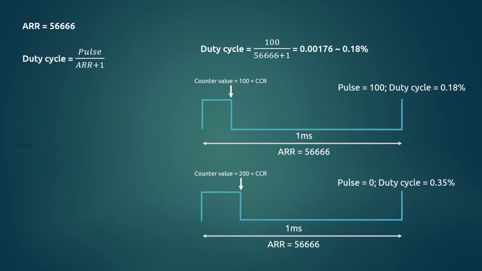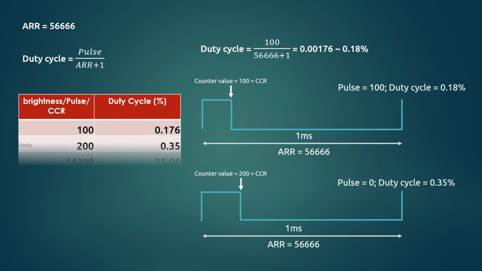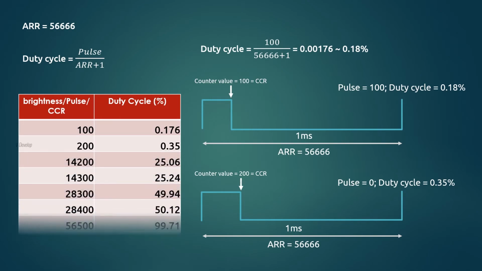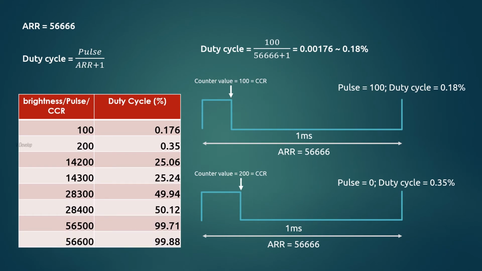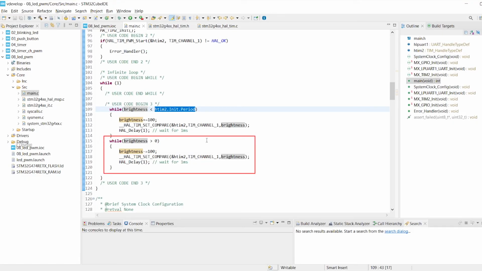Suppose by increasing brightness, we have reached at a value 14,200. Now let's calculate duty cycle here. So duty cycle is equal to 14,200 divided by 56,667 is equal to 0.25. So that means 25%. So means duty cycle is slowly increasing. Thereby brightness of the LED also increases. When brightness reaches 56,600, so duty cycle will be 99%. By another increase of 100 will exceed our period value, so the while condition become invalid. So you can apply the same explanation for the next block of code also. Instead of incrementing by 100, we are decreasing the pulse value by 100 and eventually brightness is also got reduced. Is that clear? Now let's summarize.